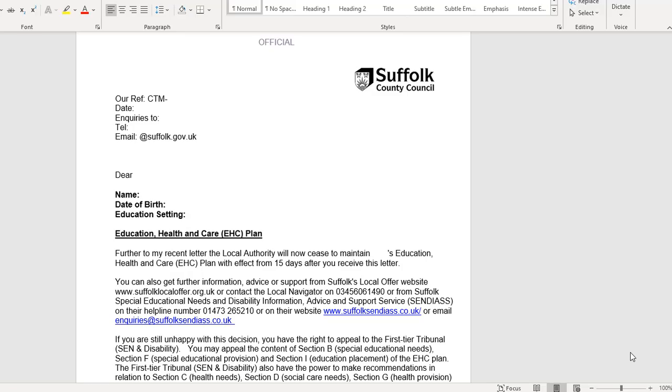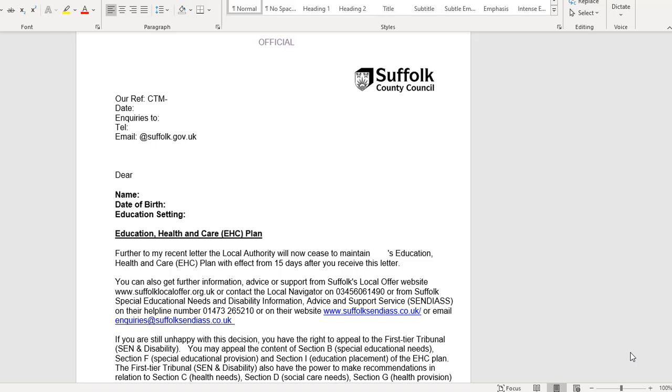This is the top of one of the letter templates which the local authority in Suffolk uses to inform parents, carers and young people about an EHC decision which gives them the right of appeal. This particular letter is about a decision to cease to maintain an EHC plan, but whatever decision you are challenging, your letter must give you the right to appeal.